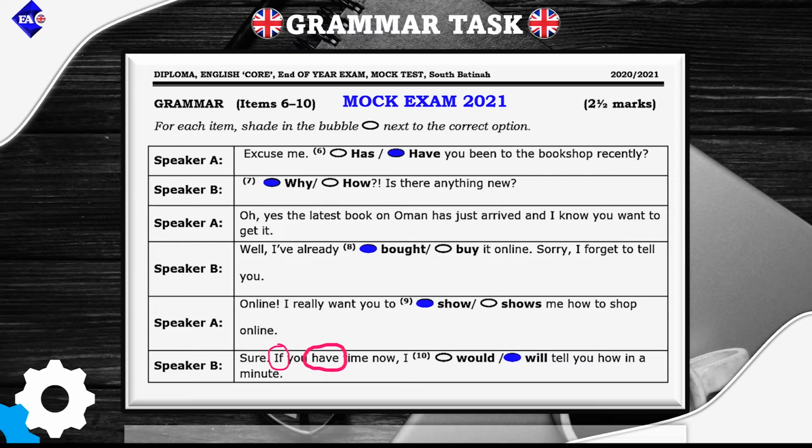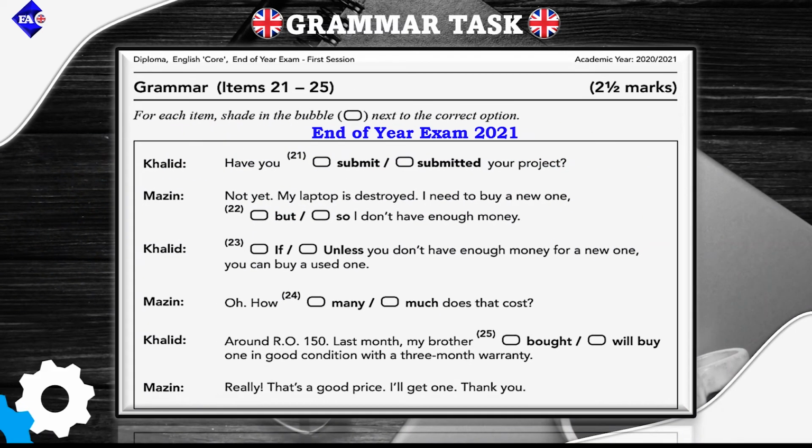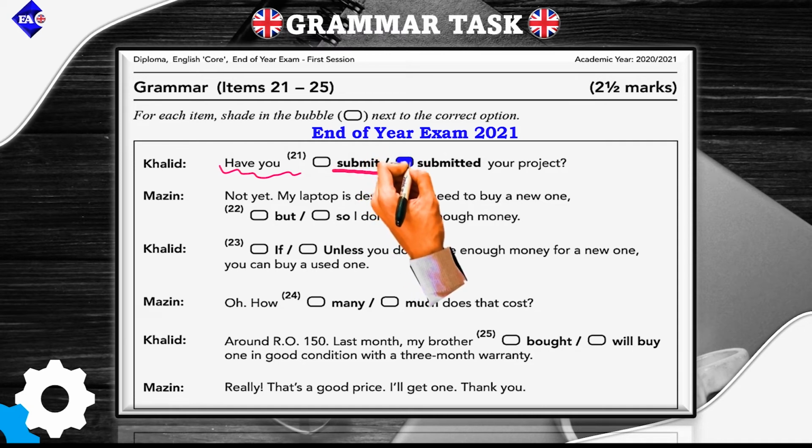This time we'll use an example of a grammar question from end of year exam 2021. At first glance, we notice again the same structure of the present perfect, starting with have you. So do we say have you submit or submitted? Of course we choose submitted, as the past participle of this regular verb must end in ed.